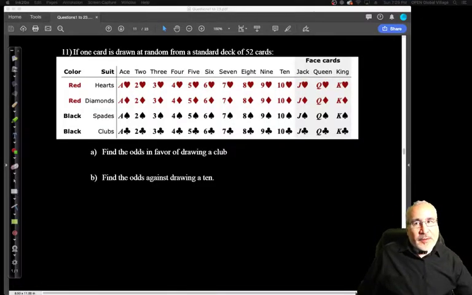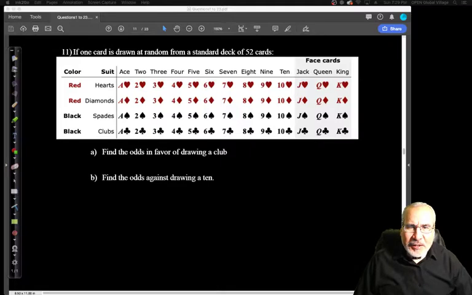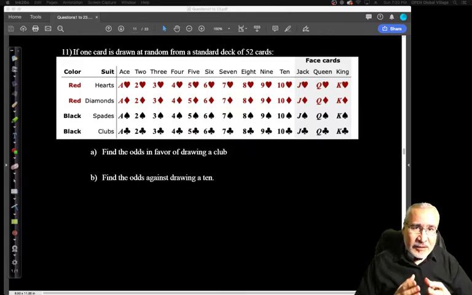Question 11. We're getting close to being halfway. 11.5 questions would be halfway, so I guess we're almost there. Anyway, we're also at a transition point where we're now going to start talking about something that's called odds.